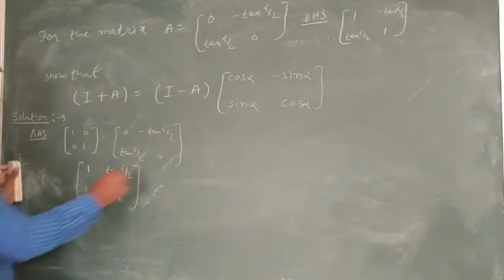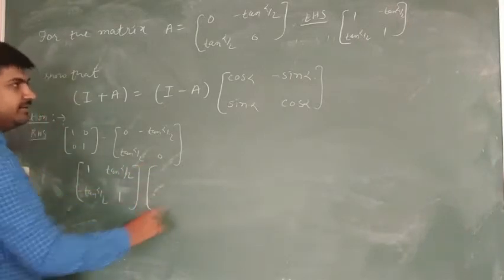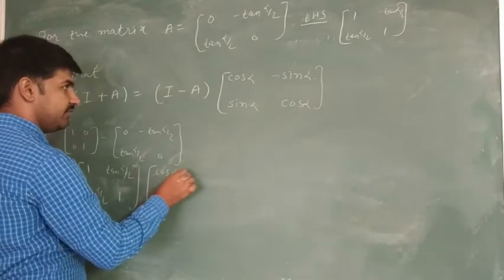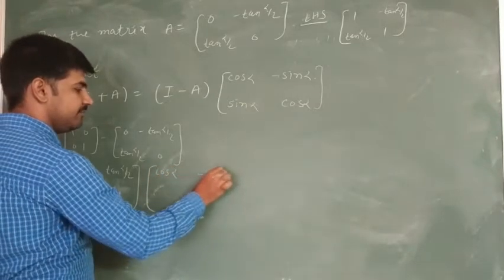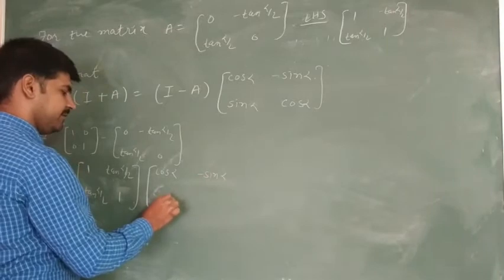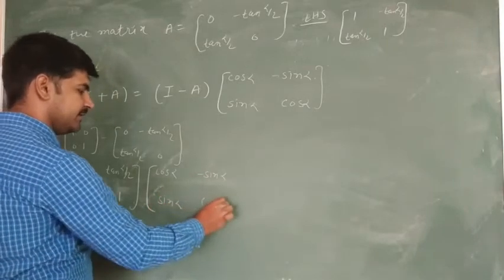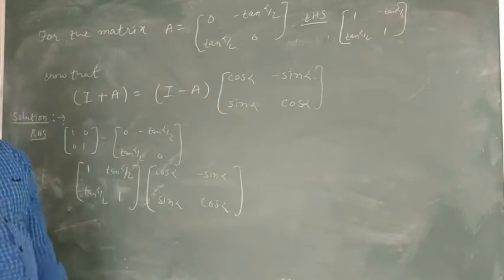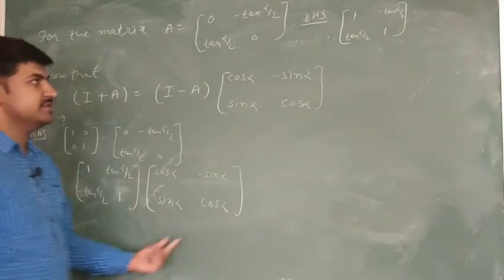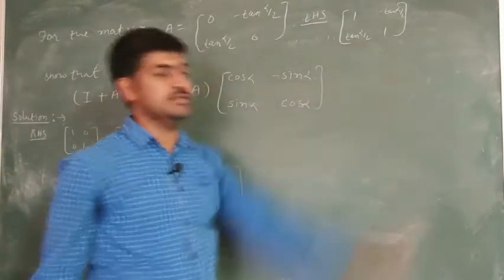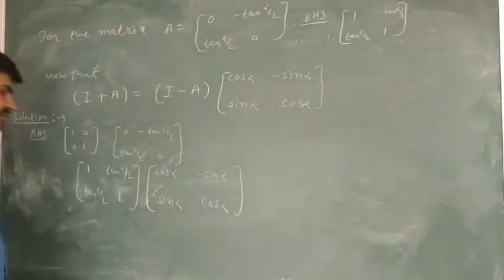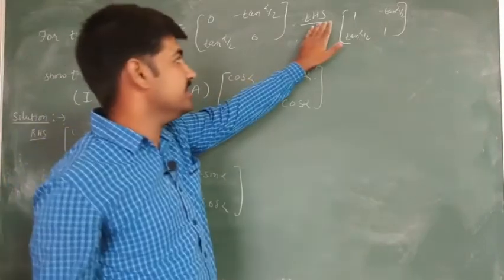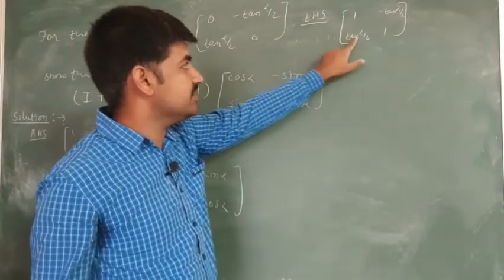Now I minus A will be multiplied by this particular matrix, whose elements are cos alpha, minus sin alpha, sin alpha and cos alpha. Both of these will be multiplied, and we have to prove the product of these two matrices is equal to the simplest form of LHS. Dear students, what is there in the simplest form of LHS?